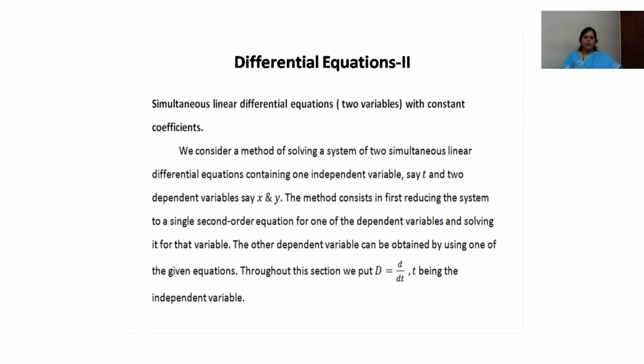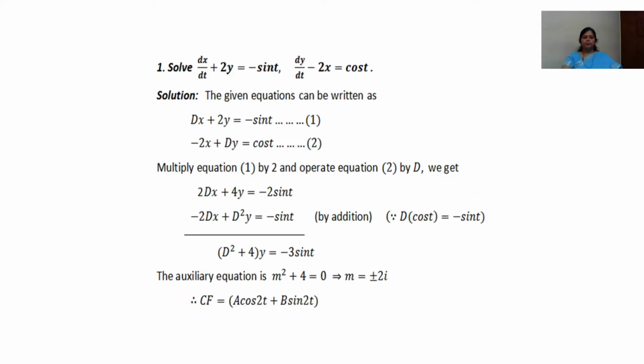We consider a method of solving a system of two simultaneous linear differential equations containing one independent variable, say t, and two dependent variables, say x and y. The method consists in first reducing the system to a single second order equation for one of the dependent variables and solving it for that variable. The other dependent variable can be obtained by using one of the given equations. Throughout this session, we put capital D equal to d by dt, t being the independent variable.